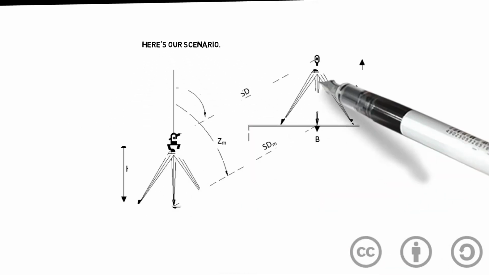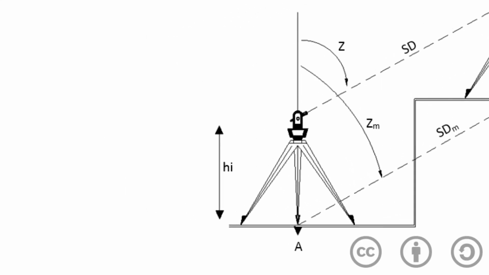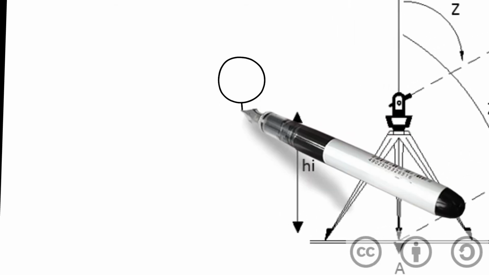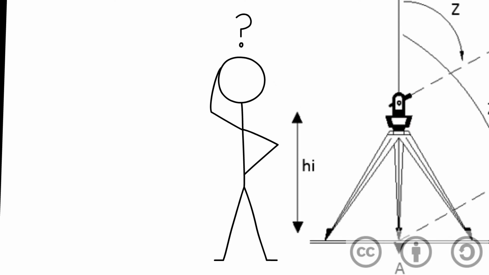We have an instrument set up over point A and a target set up over point B. We have a measured instrument height HI and a measured target height HT. We have observed values of zenith angle Z and slope distance SD between A and B with respect to the instrument and target, but we need these values with respect to the ground points A and B. So how do we reduce these values?